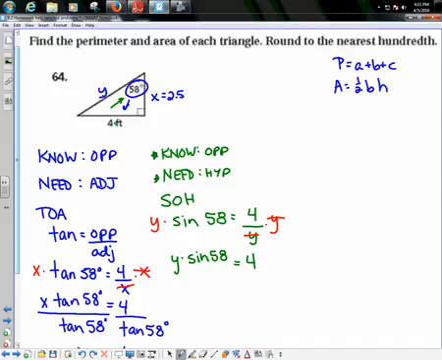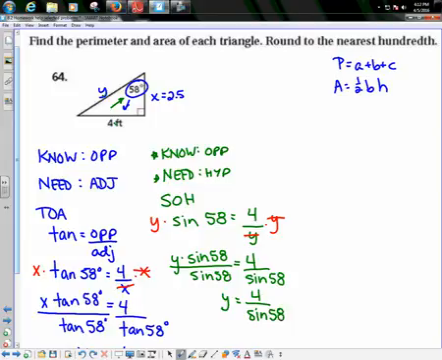Okay, I'm getting closer, but I'm not there yet. I need to get y by itself. Right now, y is being multiplied by sine of 58. In order to get it by itself, I need to divide by sine of 58. Okay, so we end up with y equals 4 divided by sine of 58.